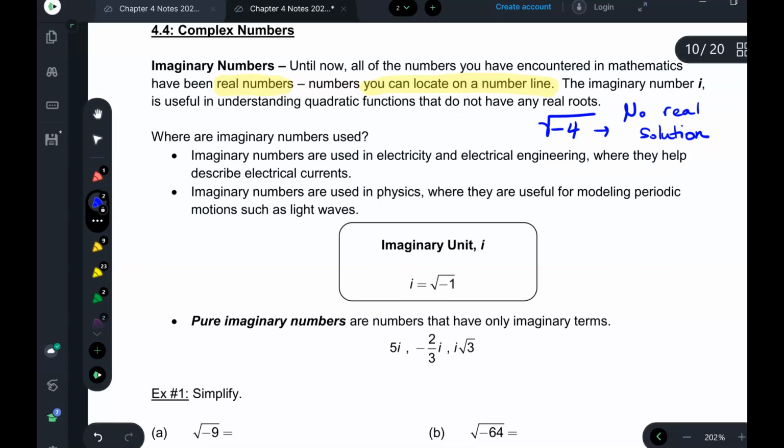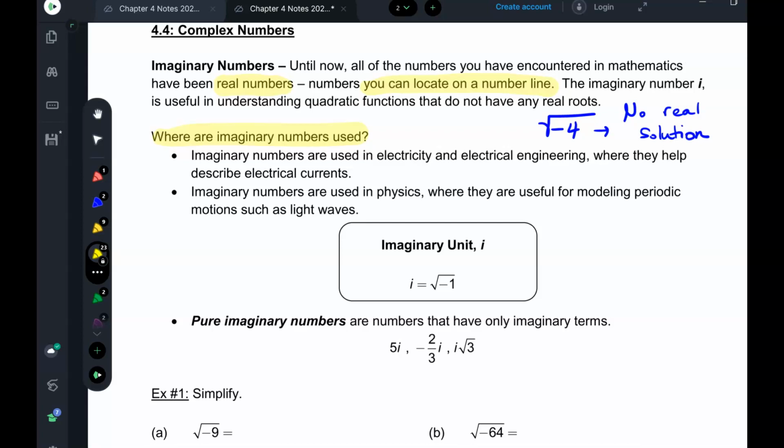Okay, so why do we have these imaginary numbers? Oh, because they're just fun. No, they actually have real world application. They're used in electricity and electrical engineering. It will show you, like, describing electrical currents going in and out, so we use imaginary numbers to show that. Also, it's used in physics. Again, stuff that you aren't at yet, right? But they are applicable, okay? So in Algebra 2, we're just going to learn the basics, okay?